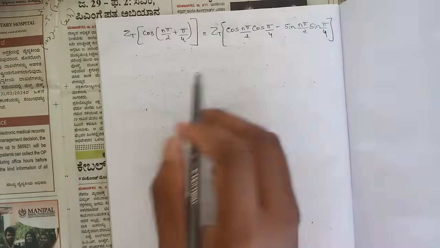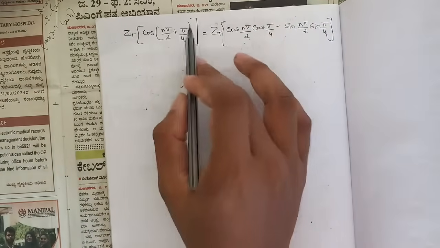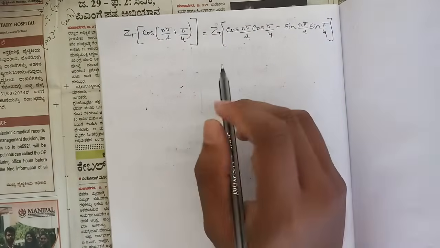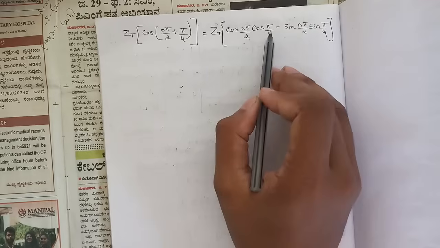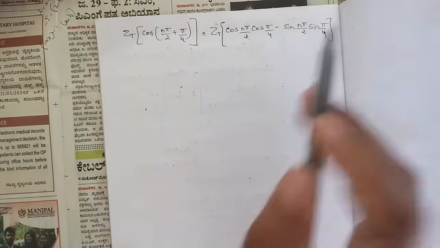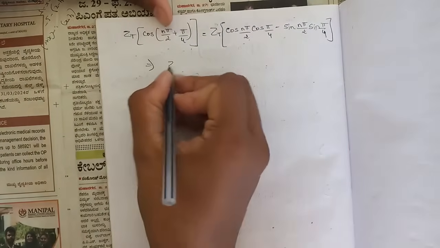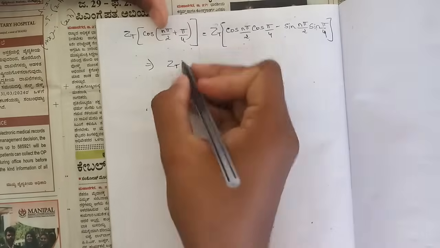So we need to solve this. This is the value of a, n pi by 2, and b is equal to pi by 4. I have substituted in the formula, that is cos a cos b minus sin a sin b. Okay, so now again we need to apply the linearity property, so we need to split the z transform.